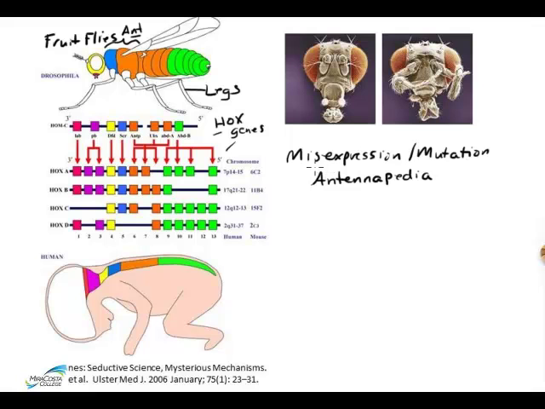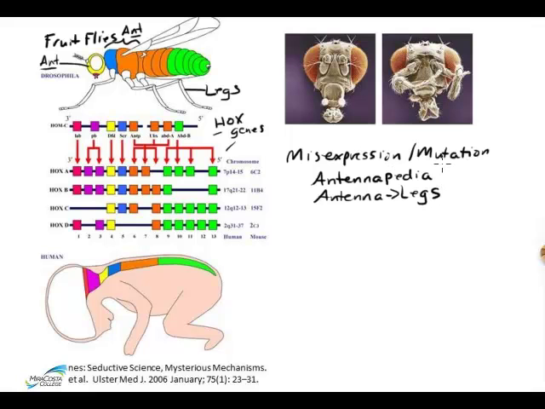If you misexpress using genetic tricks, instead of expressing antennapedia here in the thorax, if you instead use genetic tricks to cause antennapedia to be misexpressed in the head, then what happens is you see a transformation where antenna become legs. So this gene specifies legs, and wherever it's expressed, it's gonna cause legs to be formed.